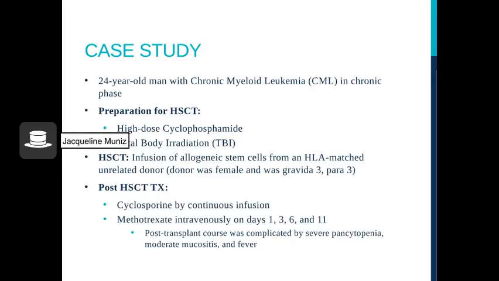In this case study pertaining to graft-versus-host disease, a 24-year-old man with chronic myeloid leukemia in chronic phase received high-dose cyclophosphamide and total body irradiation followed by an infusion of allogenic stem cells from an HLA-matched unrelated donor. The donor was female and was gravida 3 para 3. Further post-transplant treatment consisted of cyclosporine by continuous infusion and methotrexate intravenously on days 1, 3, 6, and 11.